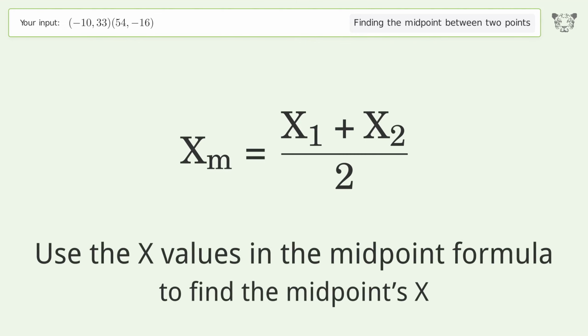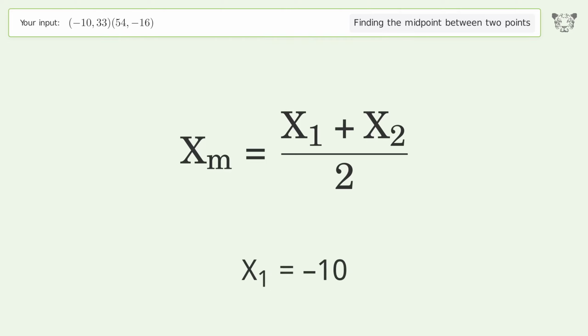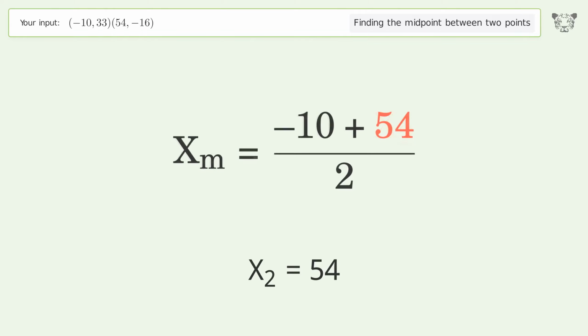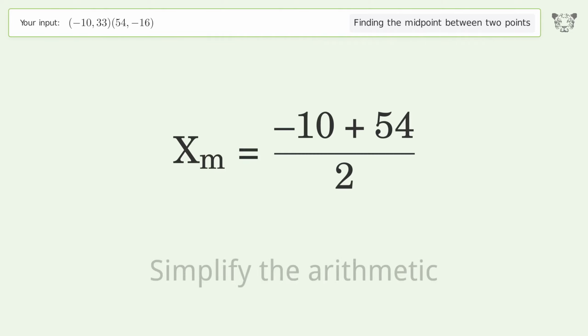Use the x values in the midpoint formula to find the midpoints x. x1 equals -10. x2 equals 54. Simplify the arithmetic.